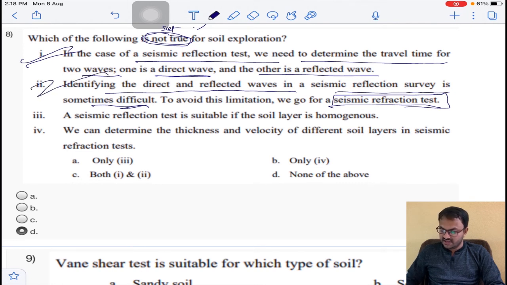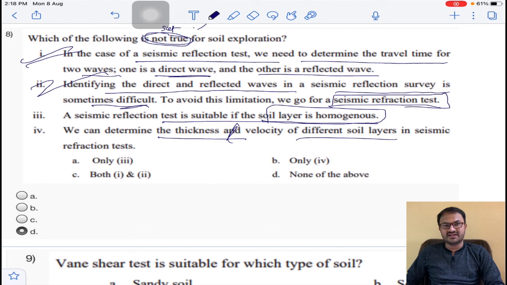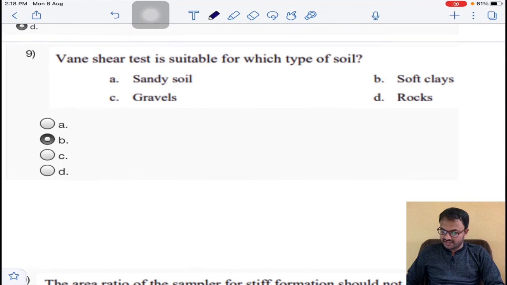This is also correct. And a seismic reflection test is suitable for homogeneous soil; it is not suitable for stratified soils, that is layered soil. It will be satisfactory only for homogeneous soil. We can determine the thickness and velocity. So in this seismic refraction or reflection test we can calculate the thickness of each layer as well as velocity. So all the statements are correct. So no statement is wrong. So the answer is D for the 8th question.